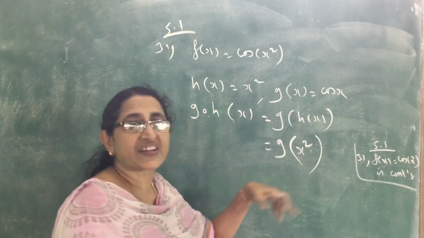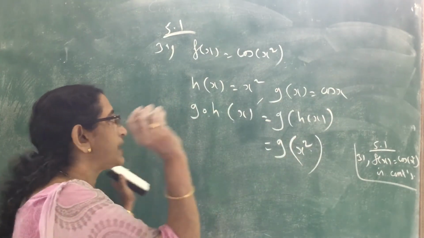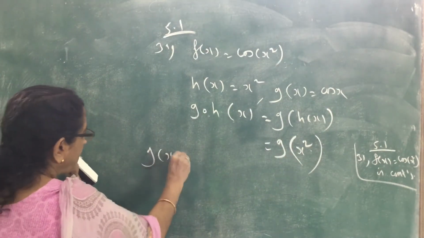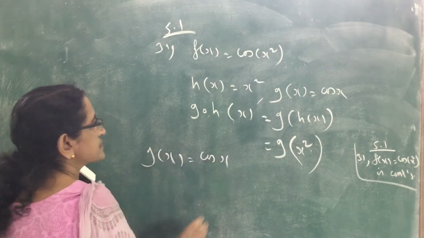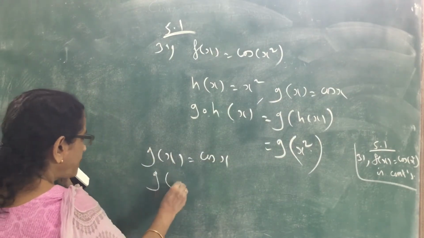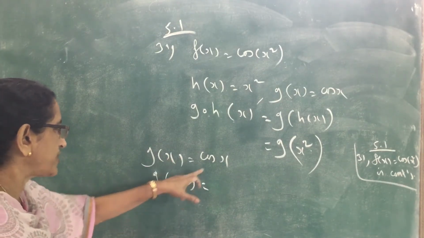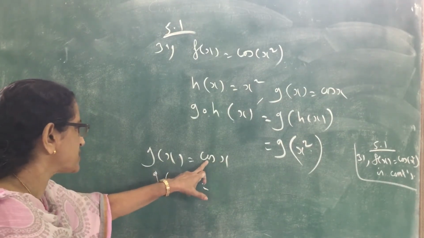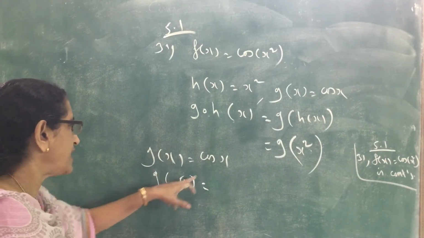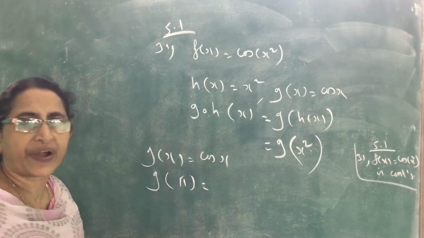So what is g of x square? See, we define g of x equal to cos x. So what is g of pi? In the place of x it is pi. So in the place of x we have to write pi. Cos pi.